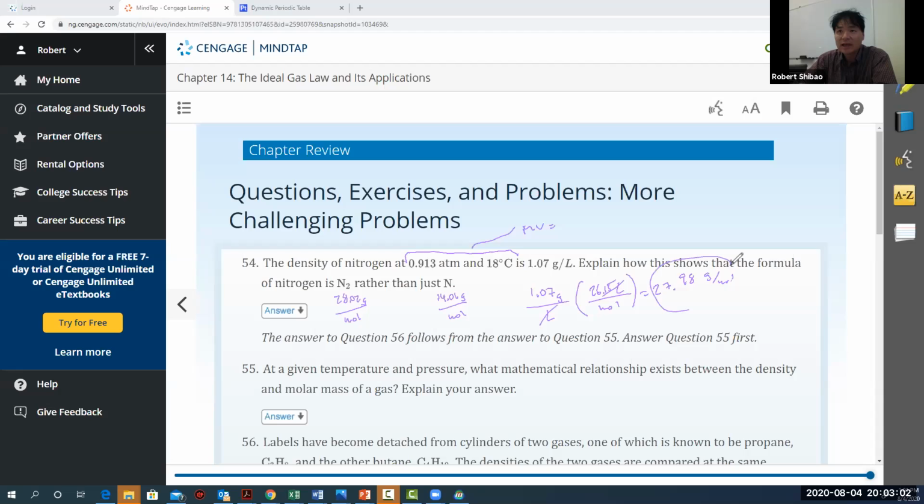And so it's closest to this. There's going to be some experimental error, it looks like. It's not right on. So there's some experimental error here. But it's not half that. And so it's got to be N2, not N.